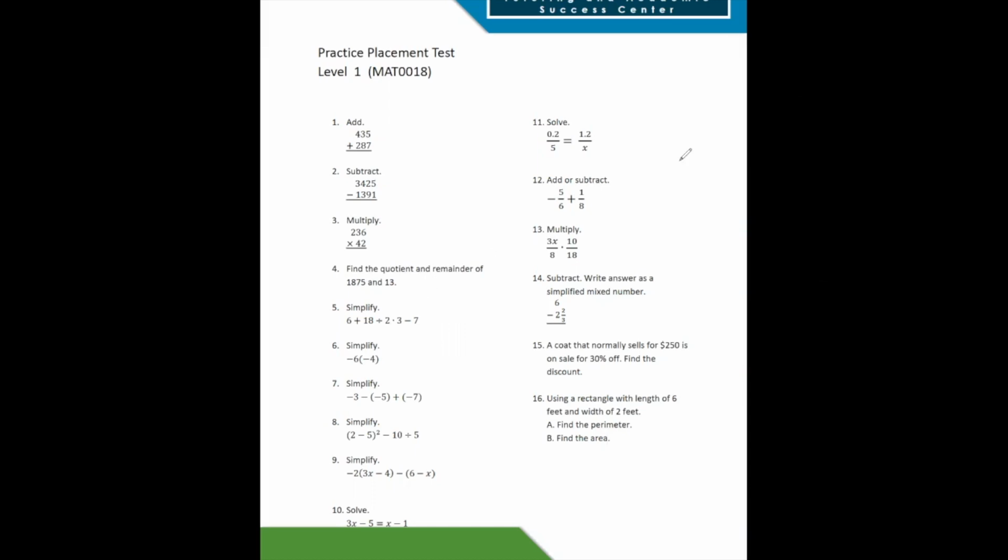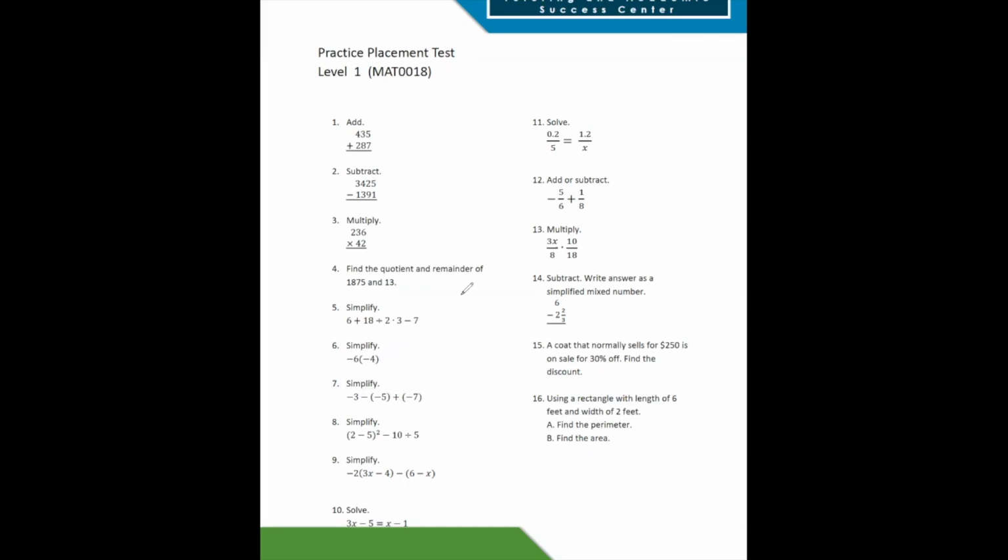Number 6 just asks us to simplify. So the correct answer for this is 24. The reason this is the right answer is because when we multiply, we have 6 times 4, which is 24. But also because you have two negatives, negative 6 times negative 4 would also be a positive 24, because a negative times a negative is a positive.